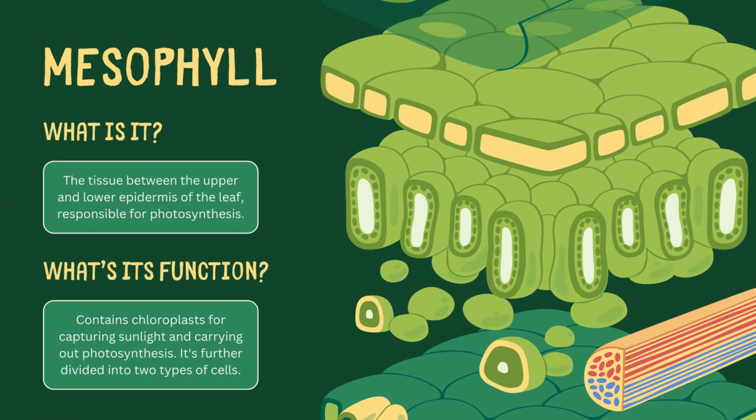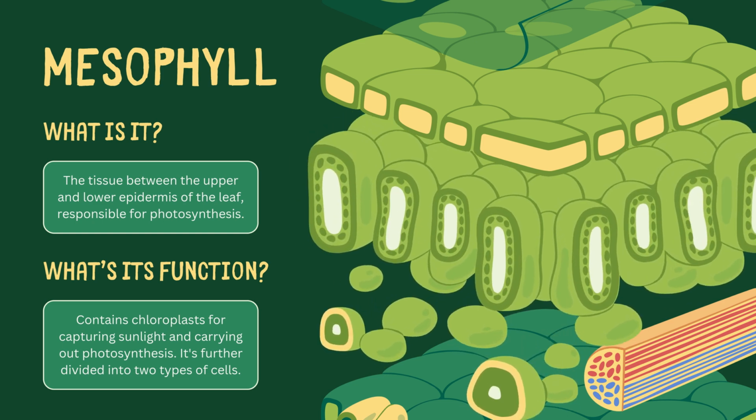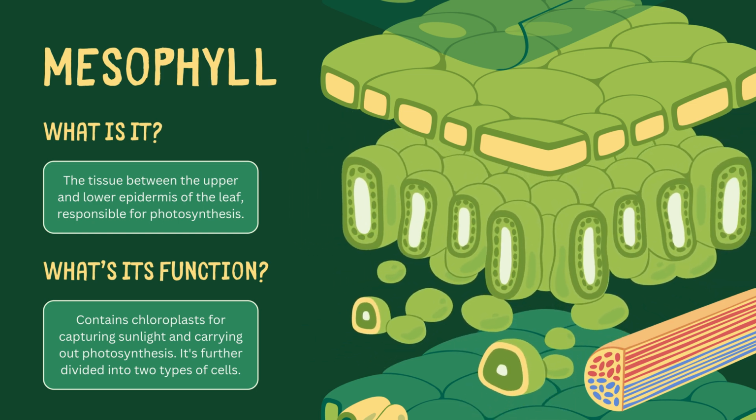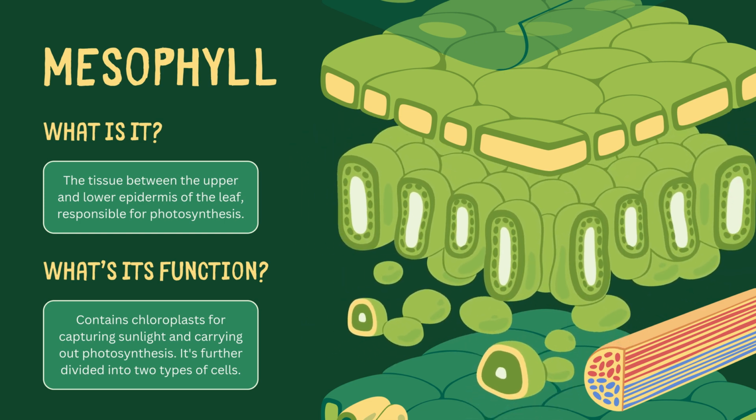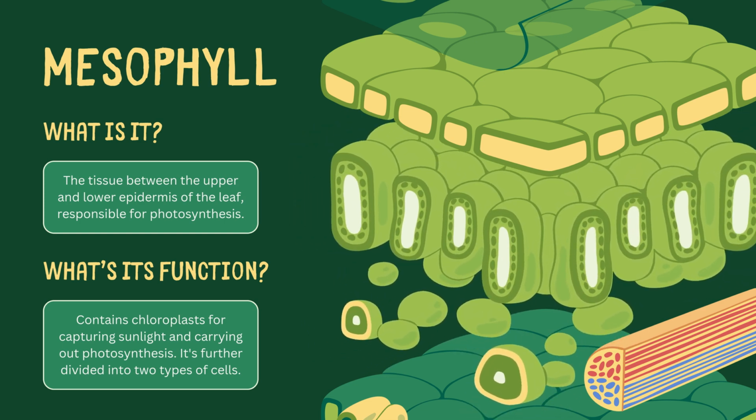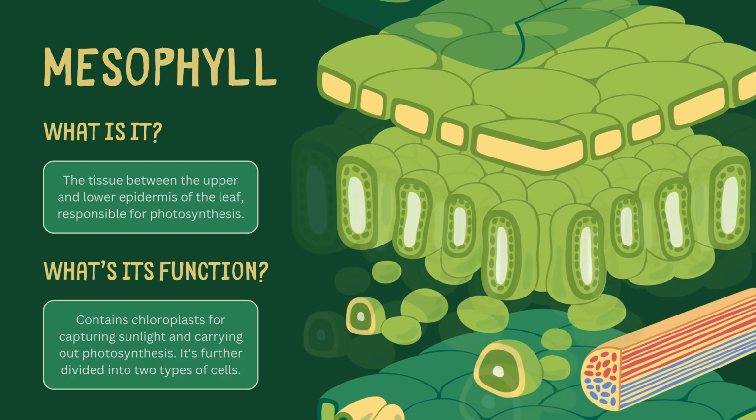Mesophyll. What is it? The tissue between the upper and lower epidermis of the leaf, responsible for photosynthesis. What's its function? Contains chloroplasts for capturing sunlight and carrying out photosynthesis. It's further divided into two types of cells.